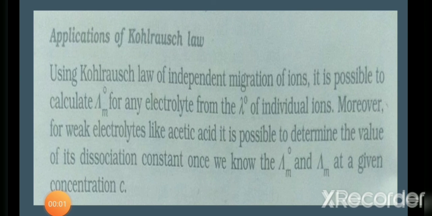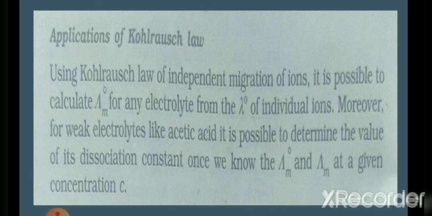Applications of Kohlrausch's law. Using Kohlrausch's law of independent migration of ions, it is possible to calculate lambda naught m for any electrolyte from the lambda naught of individual ions. For example, consider sodium chloride. Lambda naught m of sodium chloride will be equal to lambda naught m of sodium ion plus lambda naught m of chloride ion. Then for weak electrolytes like acetic acid, it is possible to determine the value of the dissociation constant.